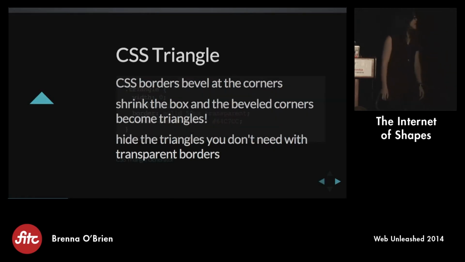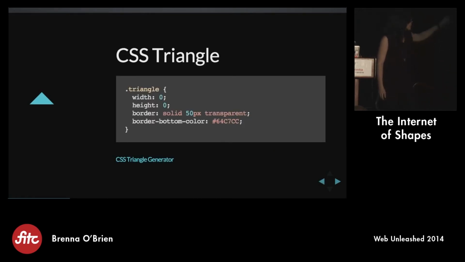So once you know how to make a triangle, this is the code for it here. It's pretty straightforward, as you can see, not a lot of code going on there, just relies on the way borders work. And if you do forget how that magic works, there's a link to a CSS triangle generator where you can pick out the color and size, and it'll spit out the code for you.